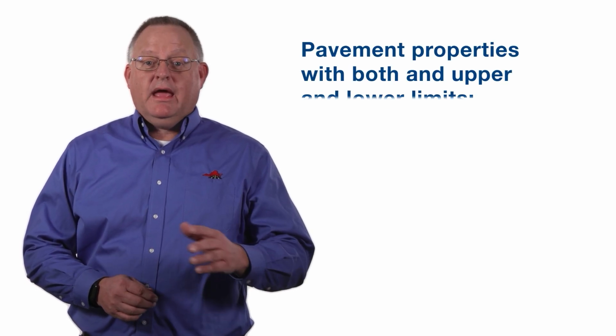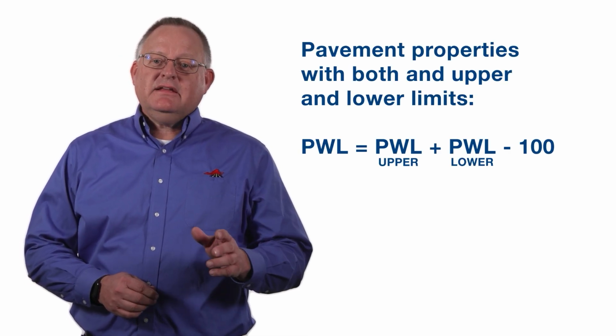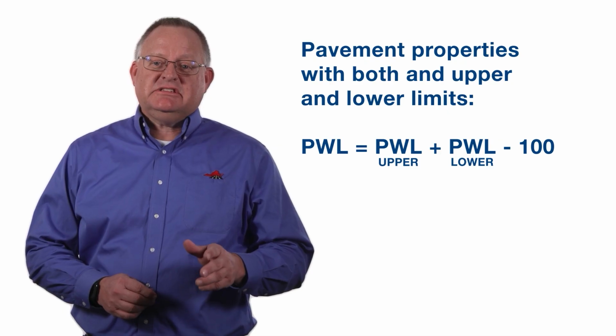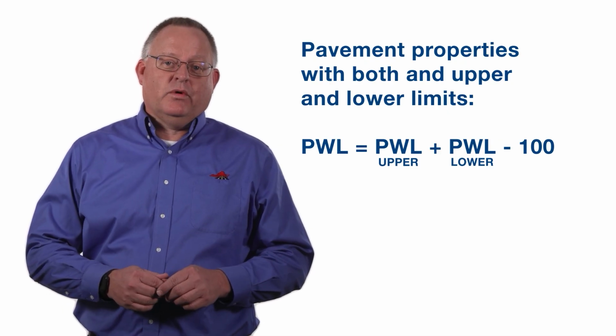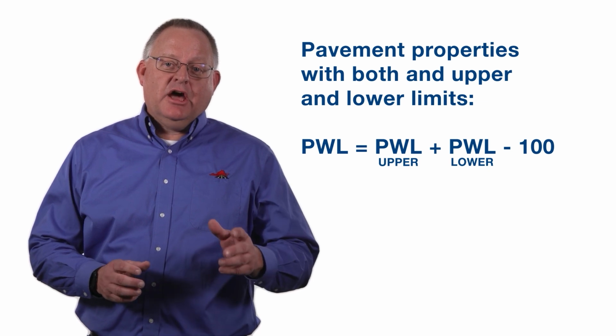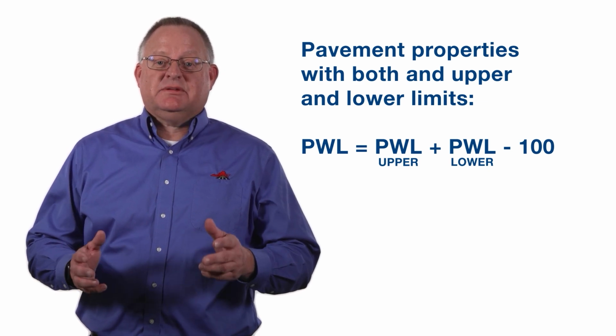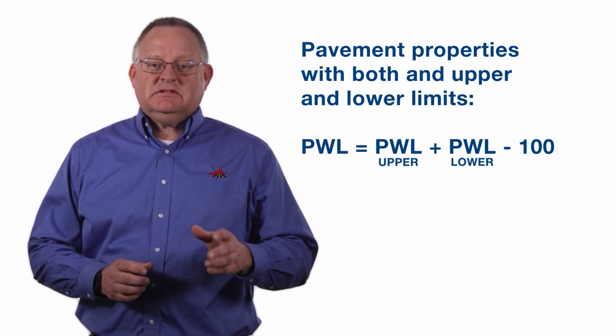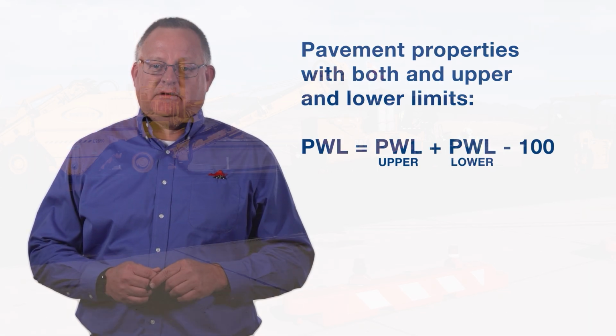Some properties, like air voids, have both upper and lower limits. Calculate the PWL for each limit separately using the same air void samples. To find the total PWL, add the upper and lower PWLs and subtract 100. This total influences the pay factor.